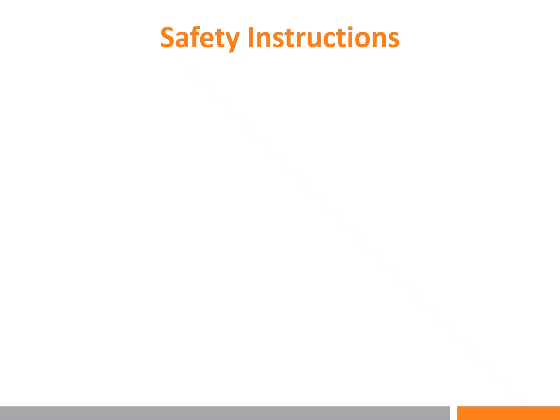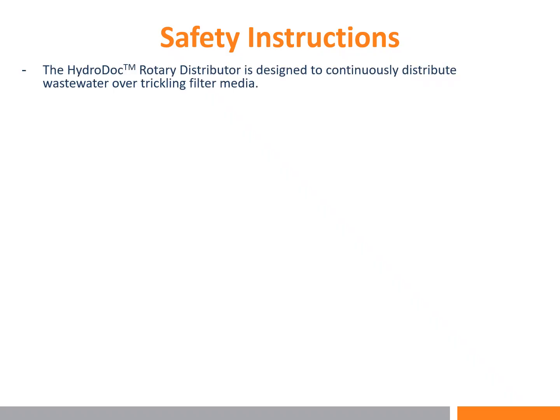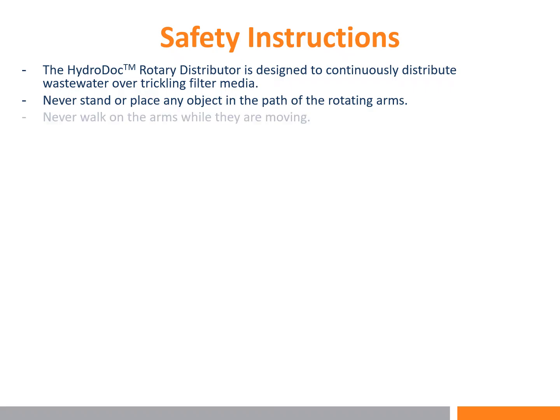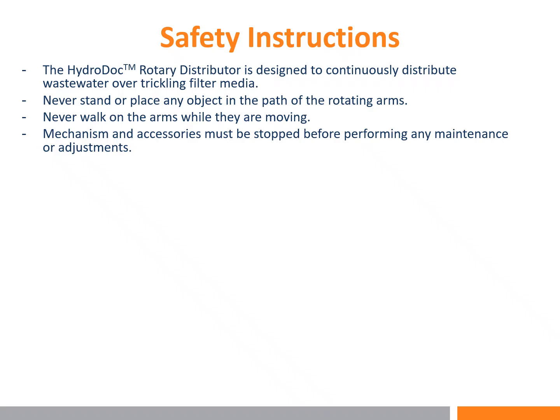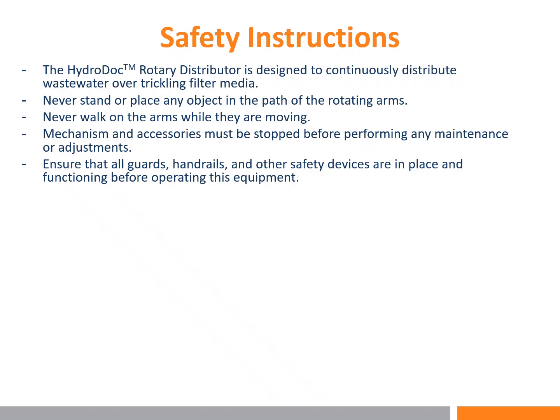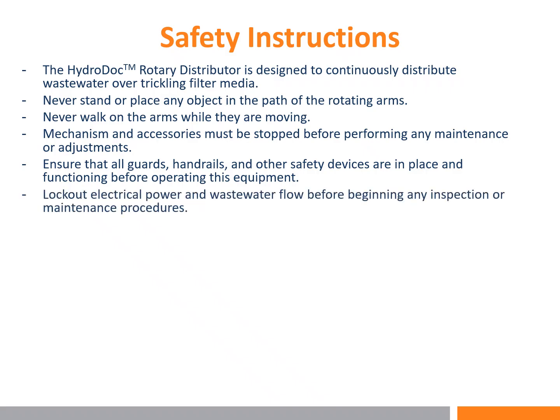Safety instructions. The HydroDoc rotary distributor is designed to continuously distribute wastewater over trickling filter media. Never stand or place any object in the path of the rotating arms. Never walk on the arms while they are moving. Mechanism and accessories must be stopped before performing any maintenance or adjustments. Ensure that all guards, handrails, and other safety devices are in place and functioning before operating this equipment. Lock out electrical power and wastewater flow before beginning any inspection or maintenance procedures.